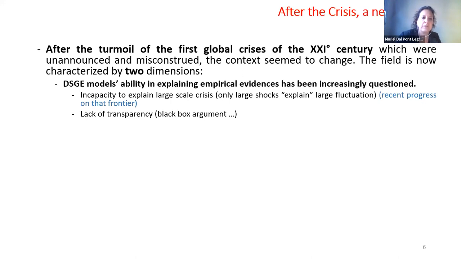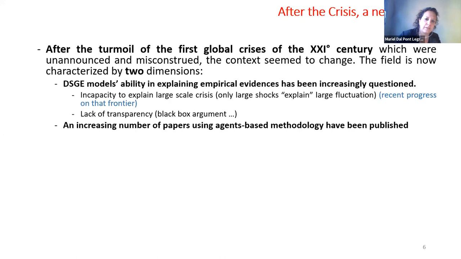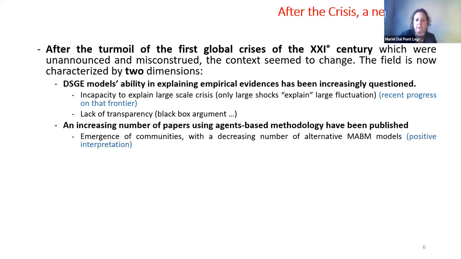And the other point is that those models finally appear as having a lack of transparency too. So in fact, one of the arguments they opposed to macro agent-based models was not so strong anymore. On the other side, we had an increasing number of papers using agent-based methodology being published, and the emergence of communities in that subfield.